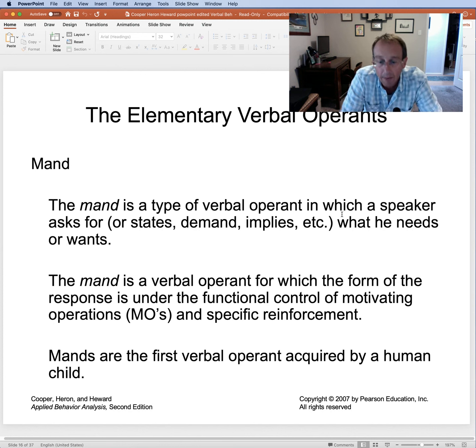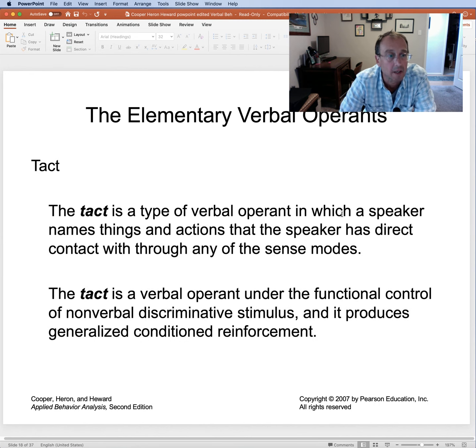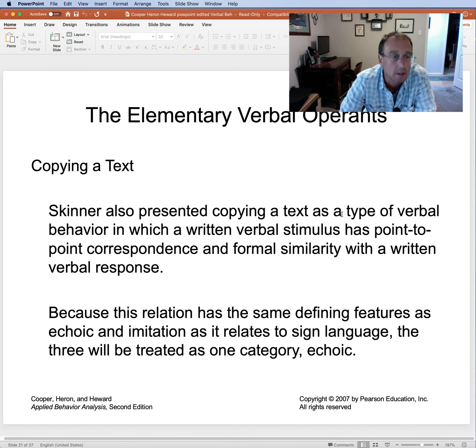Okay, so I'm not going to take you all the way through because we've gone through these a couple of different times. I'm going to let you read more about mand, tact, intraverbals and echoics.